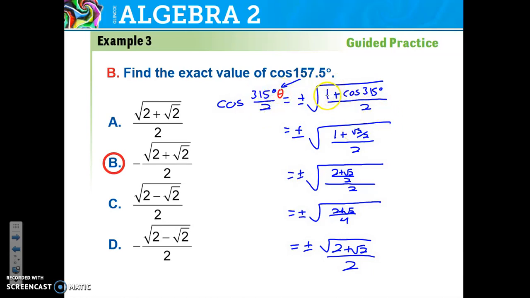So I use the half angle formula. 1 plus the cosine of theta, cosine of 315, that's the square root of 2 over 2. It's in the fourth quadrant, so this is positive square root of 2 over 2. Common denominator, so 2 plus the square root of 2 over 2, divided by 2 is like multiplying by 1/2. So that's how I end up with my denominator of 4. The square root of 4 is 2. And so I end up here with plus or minus, but I'm talking about 157.5. That is in the second quadrant where cosine is negative, so that's why I choose the negative value.